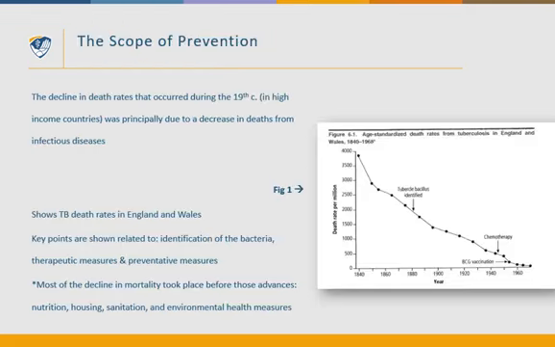I'm not going to read through these here, but we're talking about chronic non-communicable diseases. And the decline in death rates that occurred during the 19th century in high-income countries was principally due to a decrease in deaths from infectious diseases. So that makes sense. As we got better with knowing the science behind things, we could identify those particular pathogens, how they might affect the body, where they might come from, and then ultimately figure out treatments.